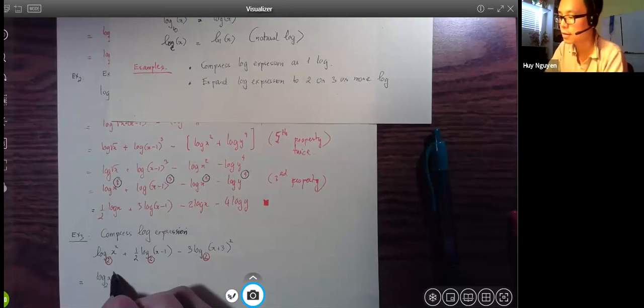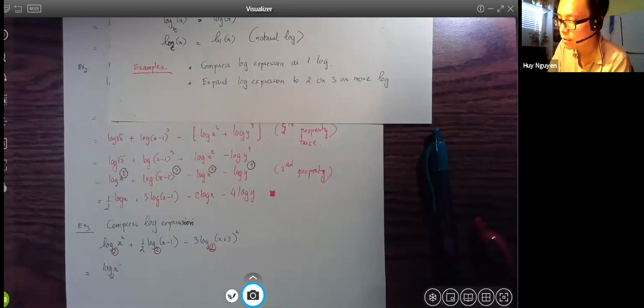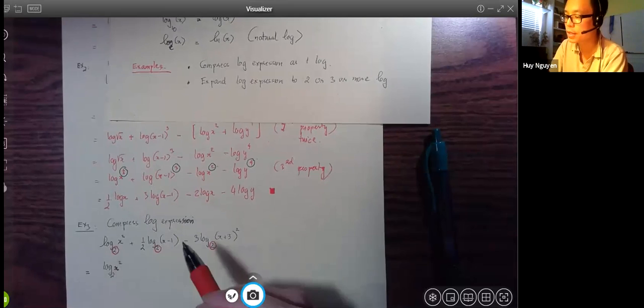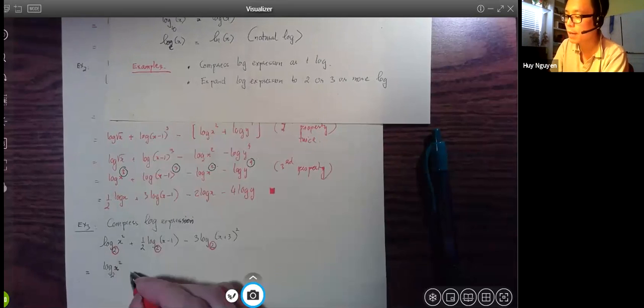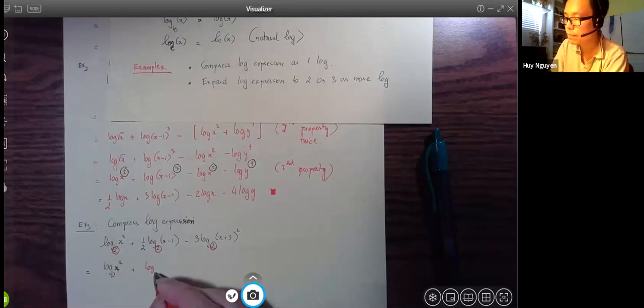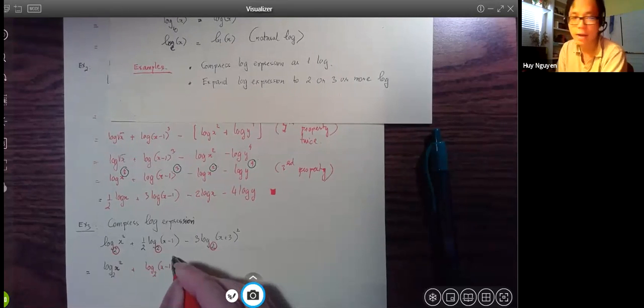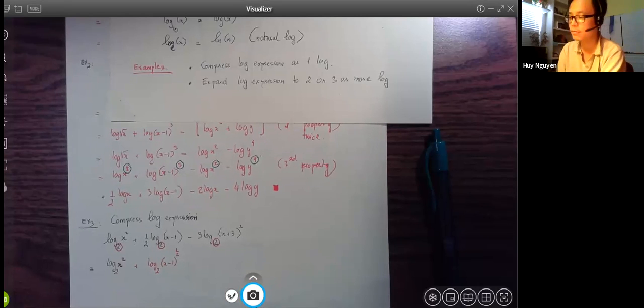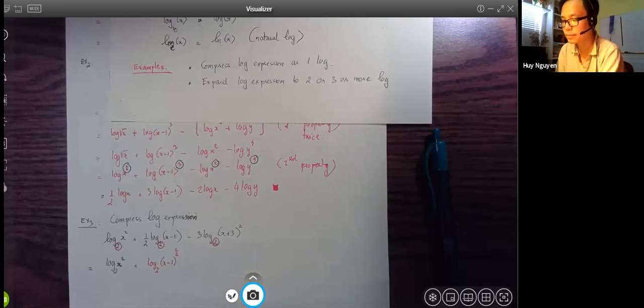I'm going to just go ahead and write them down. Now I'm going to use the third property so I can bring it up as the exponent here, 1/2. You see that I write 1/2 as the exponent. I'm going to write it really small, 1/2.